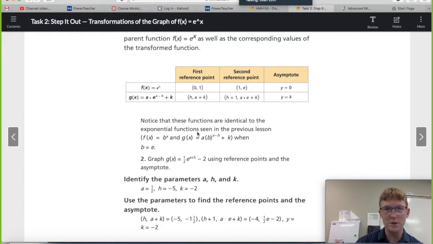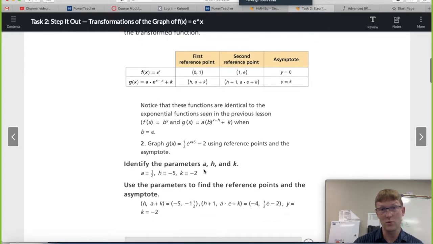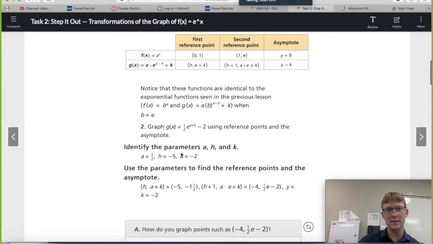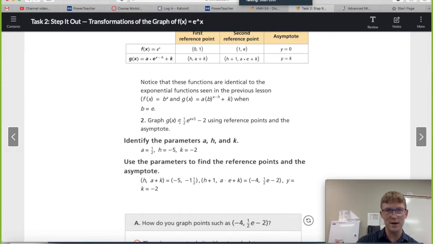So notice that these functions are identical to the exponential function seen in the previous lesson, but in this case, b equals e, or the base is e. So that's one less thing we have to figure out, I guess. So then our example is: graph g(x) = 1/2 times e to the power of x plus 5, minus 2, using reference points and the asymptote.